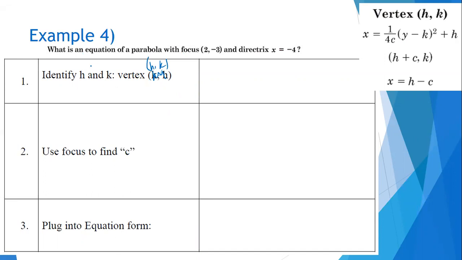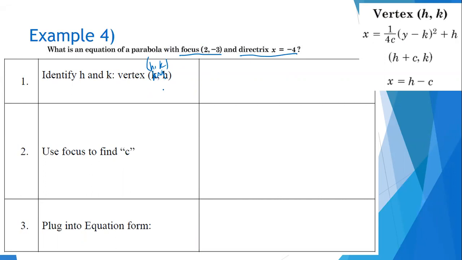What is the equation of a parabola with the focus 2, -3, and the directrix x equals -4? Okay, so we are trying to find our vertex. To find our vertex here, we need to find our h and our k. We're given our focus and our directrix, so we're going to use this information to find h and k.